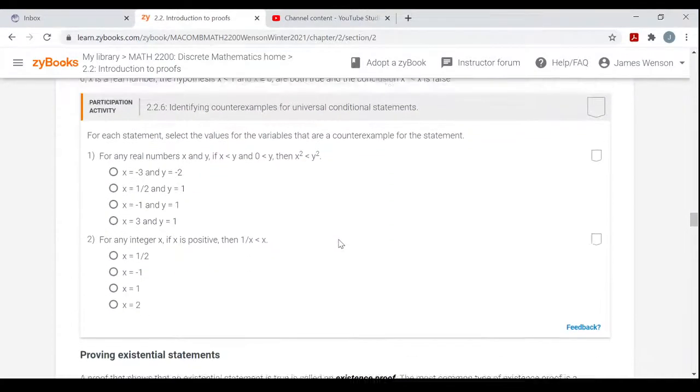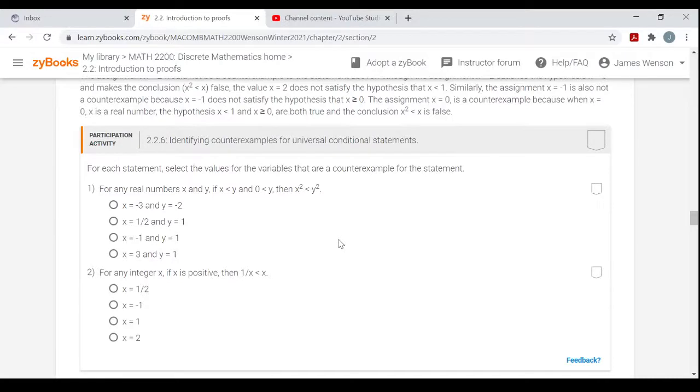So let's identify some counterexamples here. For each statement, select the values for the variables that are a counterexample to the statement. This is for any real numbers x and y. If x is less than y and y is greater than 0, y is positive, then x squared is less than y squared. So for a counterexample of this, I need to find values that make the hypothesis true. I need an x that's less than y and a positive y, but I need this conclusion, x squared is less than y squared, to be false.